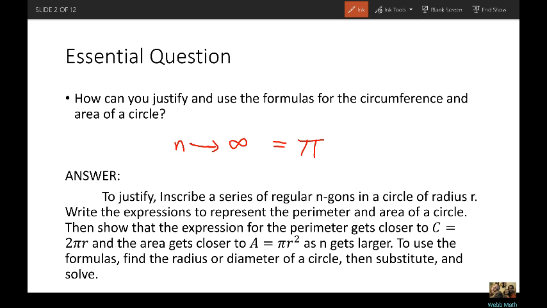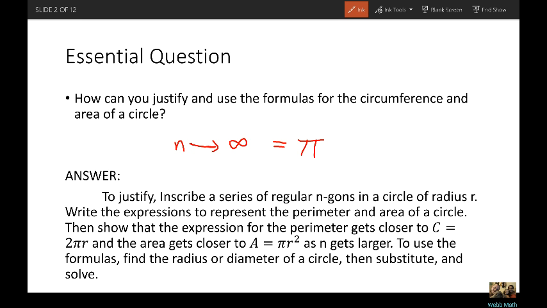But the answer from your book, and the answer that I will talk about, is that first we justify by inscribing a series of regular n-gons. You will see this nice cute little GIF on how to do that. In a circle with radius r, you're going to write the expressions to represent the perimeter and the area of the polygon.